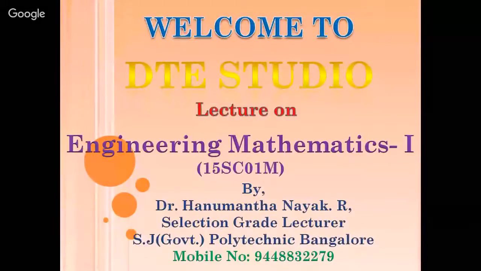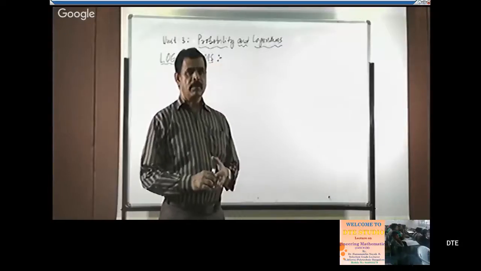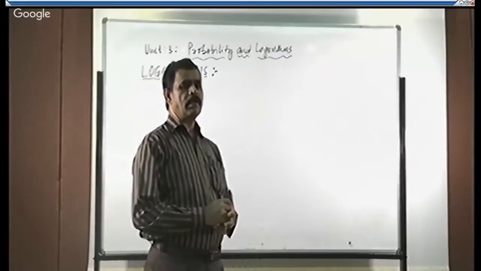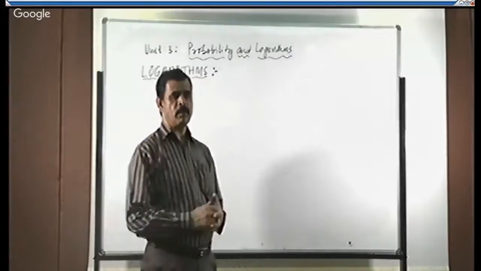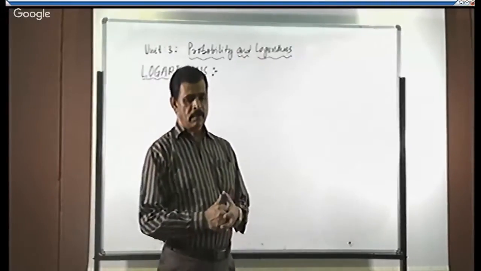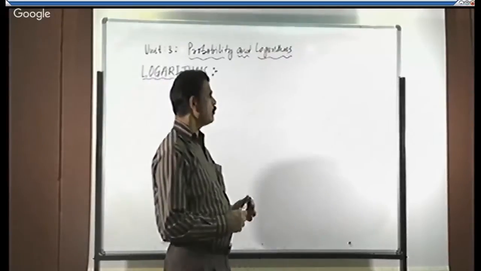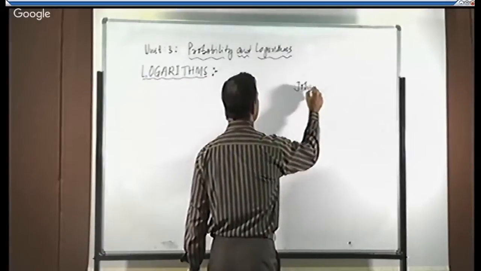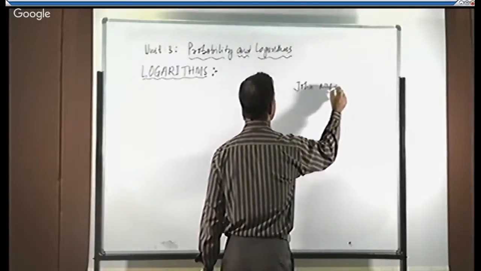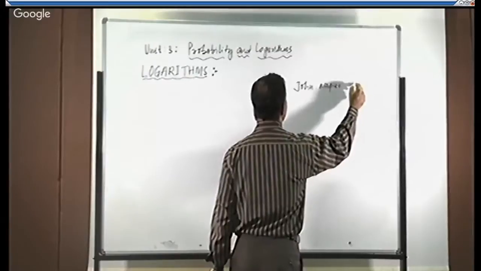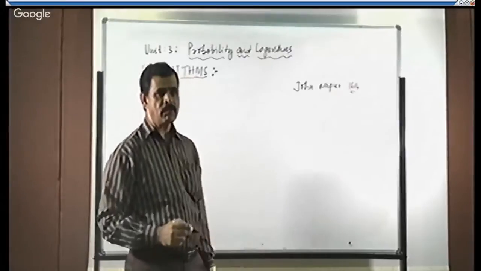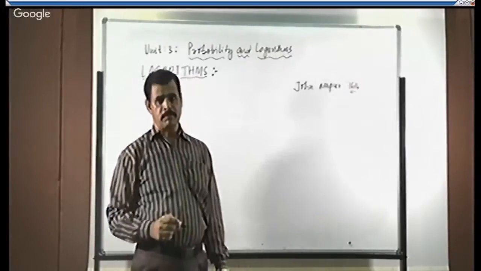So let us discuss the third unit. The third unit is logarithms. So in this class, I will discuss logarithms. Logarithm was first invented by John Napier in the year 1640. John Napier is a mathematician who invented this logarithm.